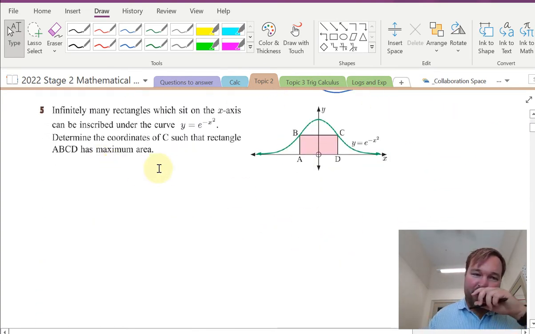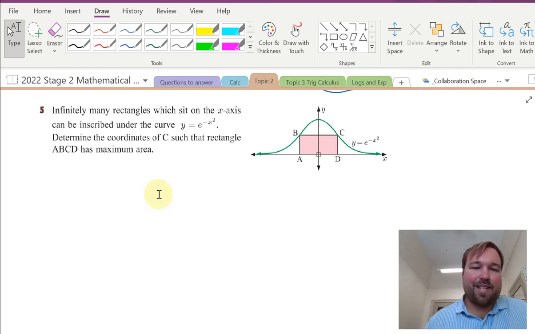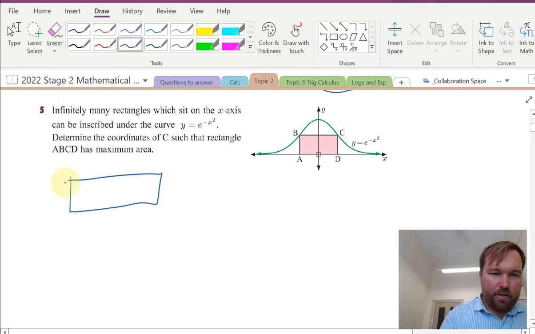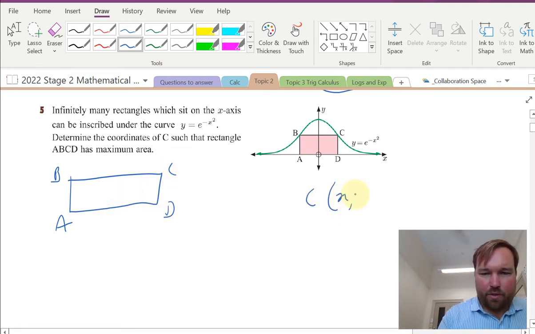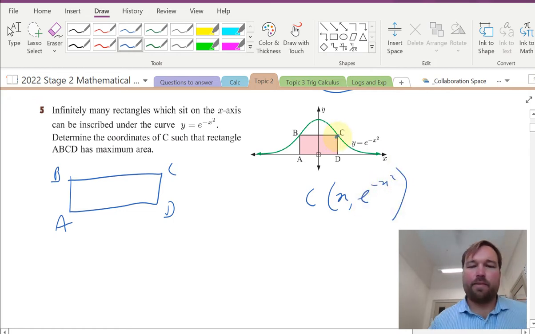Infinitely many rectangles which sit on the x-axis can be inscribed under the curve e to the minus x squared, as shown. Determine the coordinates of C such that the rectangle ABCD has maximum area. I would take out A, B, C, D, and probably draw a little better than me. And I would recognize that C is the point x across, e to the minus x squared up at that particular point. And it's variable, so clearly we can make C up here and make this like a long, thin rectangle.